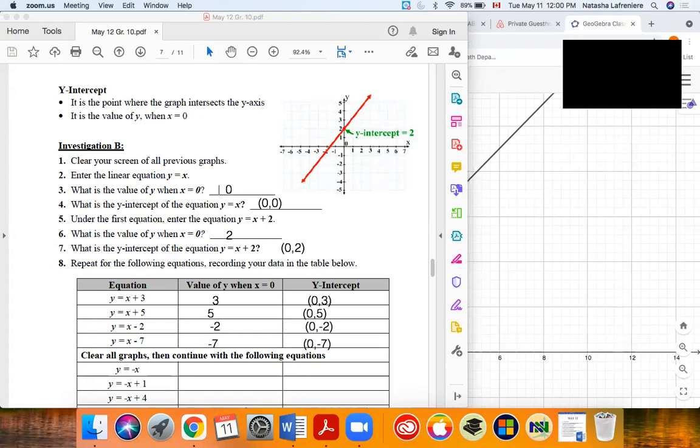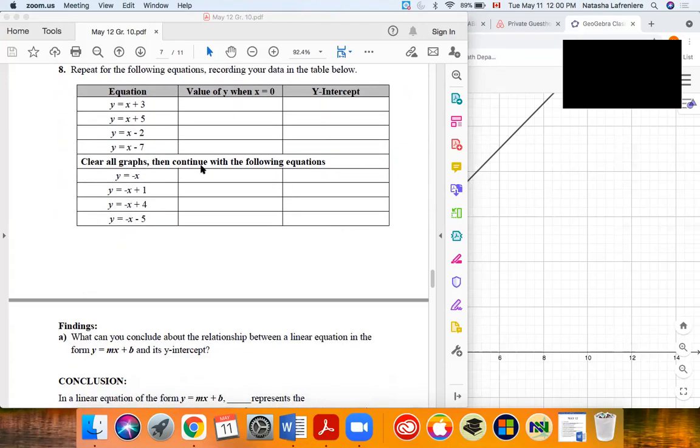So I'm going to erase this so I can continue. So if we scroll down here, so for this one, we look here, there's no plus or minus anything after x. So this is just 0. So this means that it would be at the origin. So it would be 0, 0. This one would be 1, which means our y-intercept point would be 0, 1. This one would be 4, 0, 4. And this would be -5.